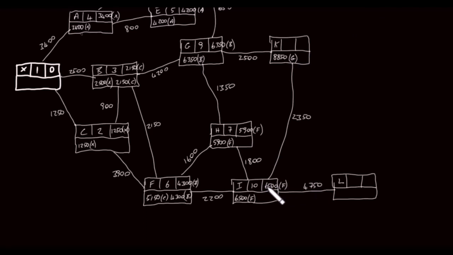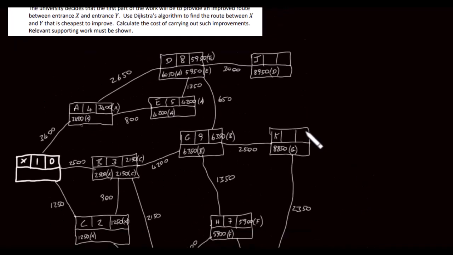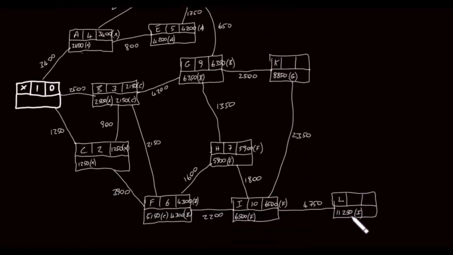Now we need to add these two, 6500 plus 4750. That's 11250. And that came from I. Okay, so we're getting there anyway. Let's see, where are we now? We're at 8950, 8850 here, and 11250. Okay, so we were at 10 here, so the next one is 11.